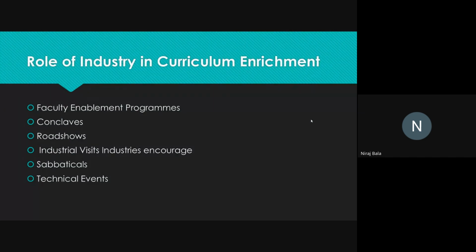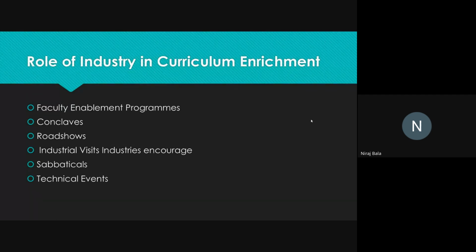And the last part is, we have already designed the curriculum, delivery of the curriculum has been done, and now is the role of enrichment, how you can enrich the curriculum. So for this, with the help of the industry, there are a number of faculty enablement programs, like this program you are attending, a faculty development program. So the industries also at certain times conduct these types of programs, which we call faculty enablement programs.